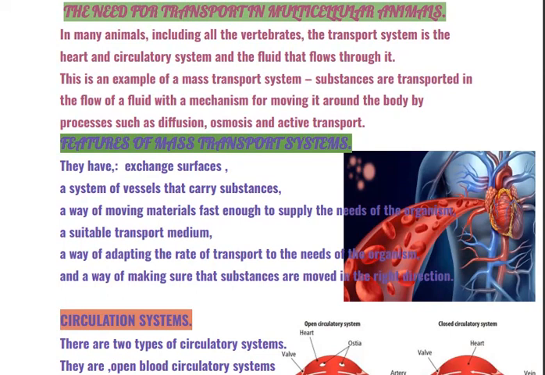Features of mass transport systems. They have exchange surfaces, a system of vessels that carry substances, a way of moving materials fast enough to supply the needs of the organism, a suitable transport medium, a way of adapting the rate of transport to the needs of the organism, and a way of making sure that substances are moved in the right direction.